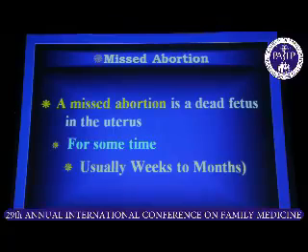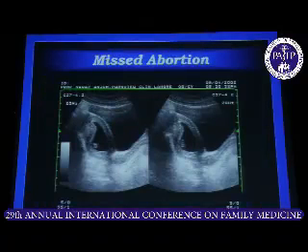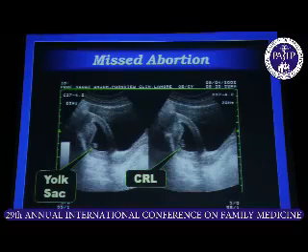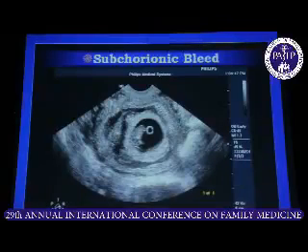A missed abortion is a dead fetus in the uterus for some time, usually weeks to months. And here you can see it, 7 weeks, 4 days, pregnancy was advanced, and if you're not sure, use color Doppler to look for the cardiac activity. This is a CRL. Then you can have bleeding with subchorionic hemorrhage, this one here.